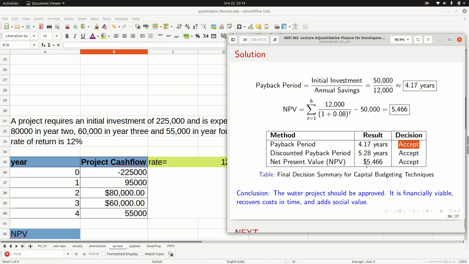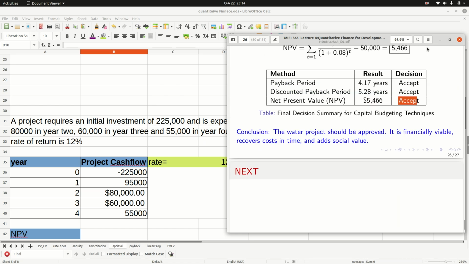Discounted payback says you are going to recover in 5 years, which is still within our time frame. And then NPV also says it's greater than 0. It means it will give you profits at the end of the day. So accept this project. I get that was a very quick explanation, but let's take the Excel sheet for NPV.